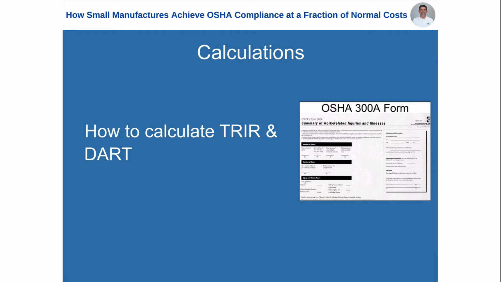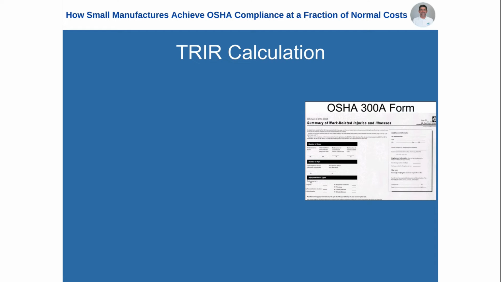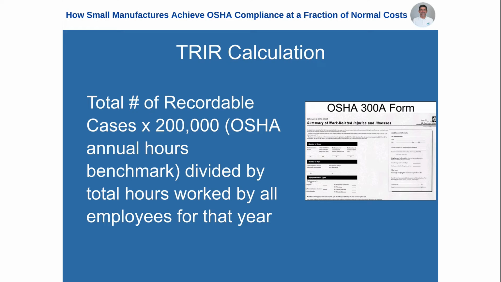So how do you calculate TRIR and DART on your OSHA 300 log? The screenshot on the right shows the 300A, but you also have to do your OSHA 300. Let's talk about what those calculations look like and how that works. So we'll begin with the TRIR calculation. Here's the actual formula to make that calculation. It's the total number of recordable cases, like we talked about before, times the number 200,000. So 200,000 is OSHA's annual hours benchmark. And I'm going to talk more about that in a minute, what that means.